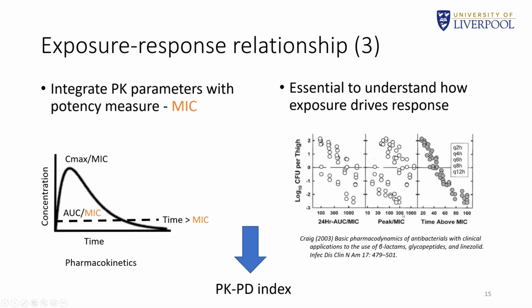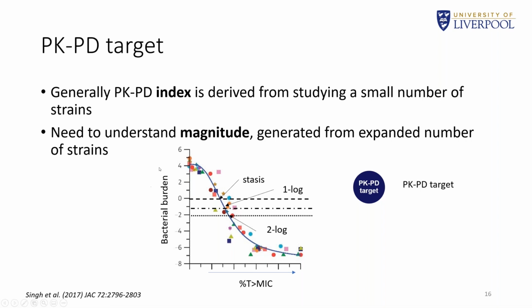So what this experiment has done is helped to define a PK/PD index. It tells us which of these parameters best describes the data. But this PK/PD index is generally derived from studying only a small number of strains, maybe 1 or 2. To really understand the magnitude of that index, so the percentage of time above MIC you want to maintain, or the amount of AUC over MIC that you want to achieve, you need to understand this from an expanded number of strains.